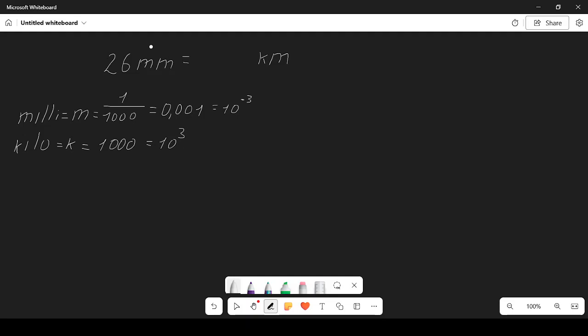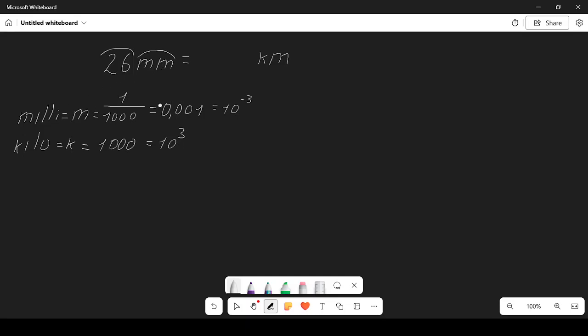We have this expression here, yeah? 26 millimeters. It has two parts. One part is numbers, and this part is units. We had millimeters, and we wrote kilometers. What in fact did we do? It's like we took this part and multiplied it by a certain number. What number?